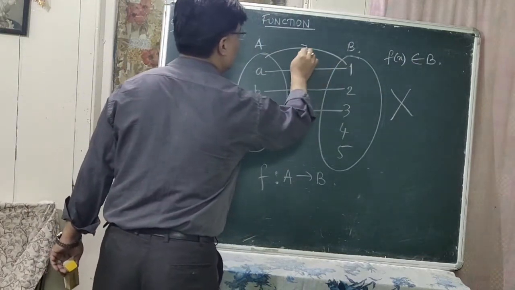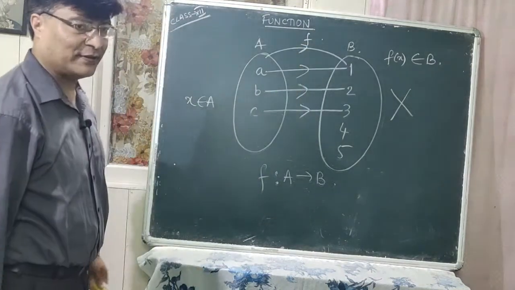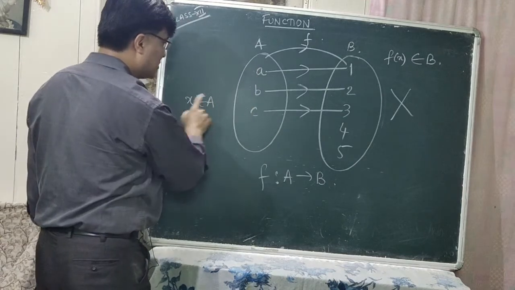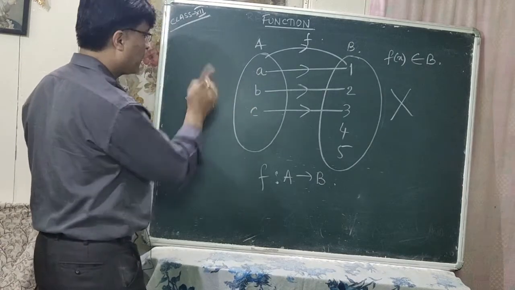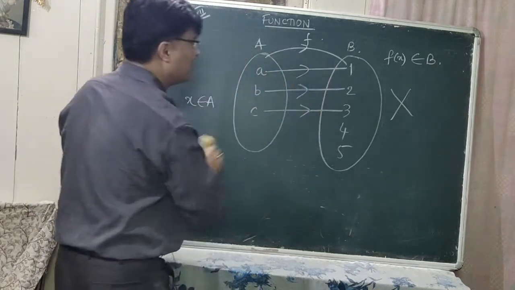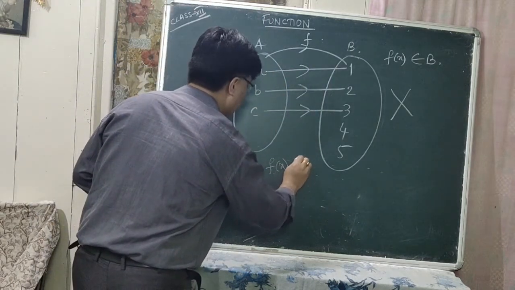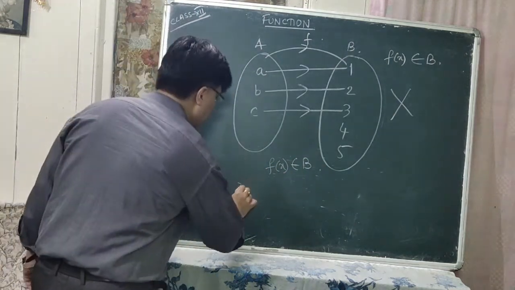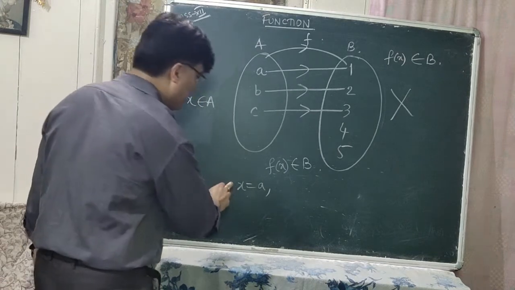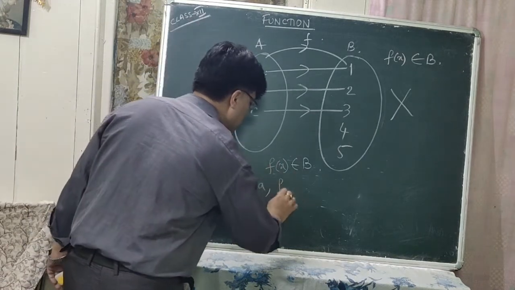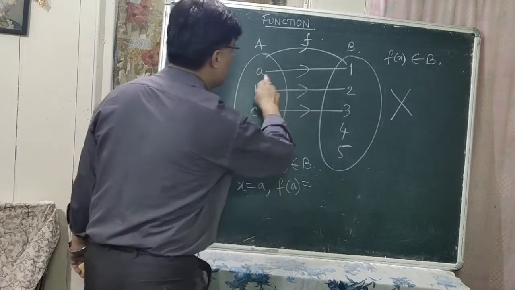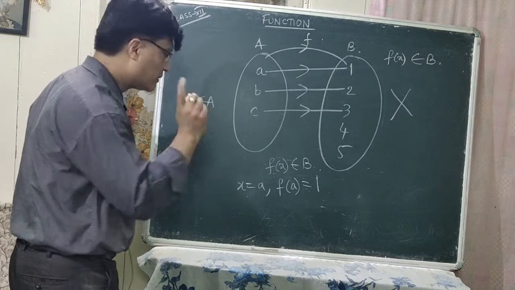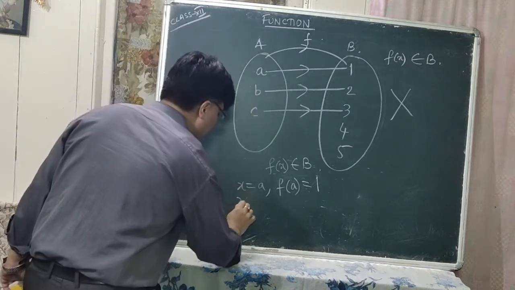That is, there exists a rule f here, function f. So x belongs to the set A, x is equal to a, x is equal to b, x is equal to c. Now here I have written f of x, which belongs to the set B. Now if you put x is equal to a, this becomes f of a, which is equal to 1. Is that clear?